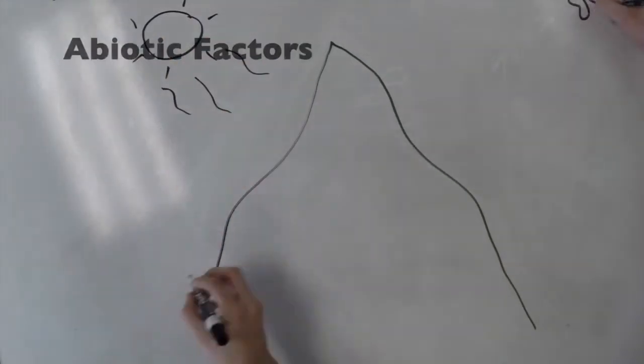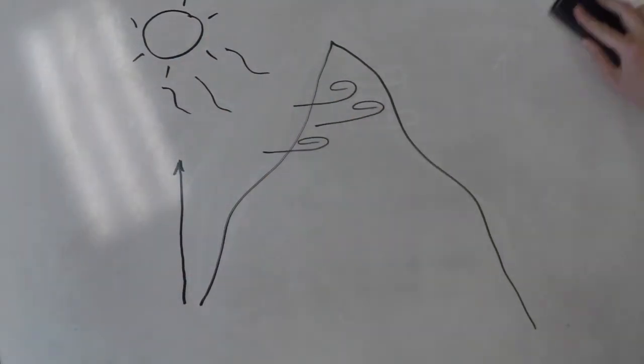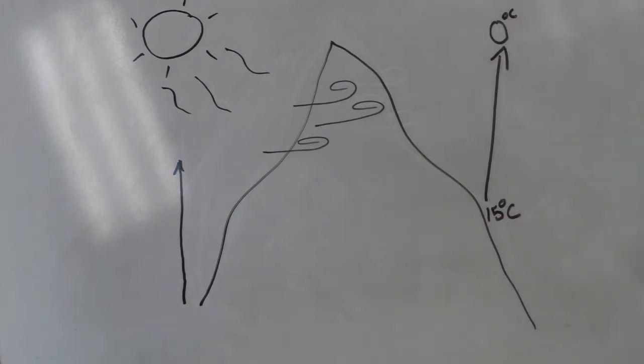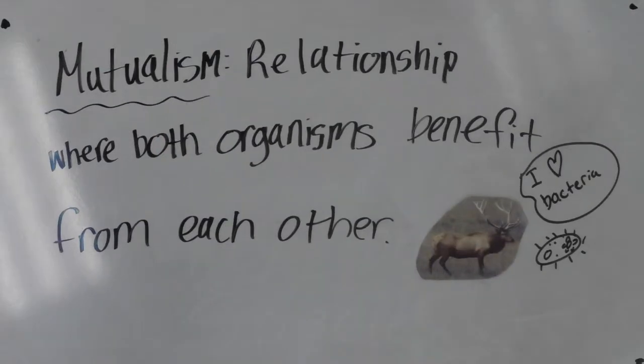Abiotic factors that affect organisms in the high mountains include high UV radiation, high altitude, strong winds, freezing temperatures, and rocky conditions. Our example of a mutualistic symbiotic relationship includes elk and microorganisms.